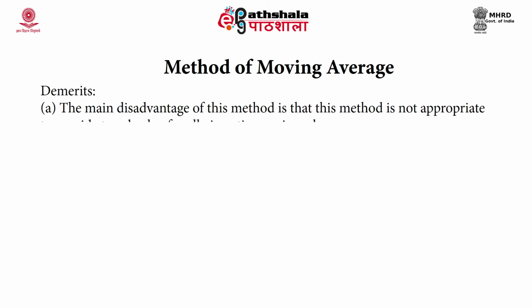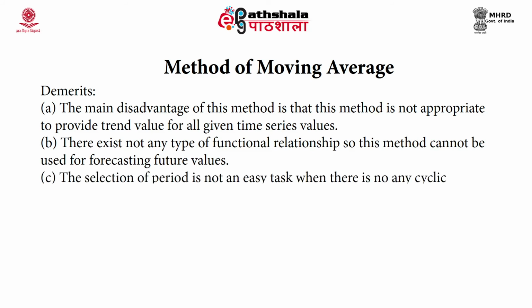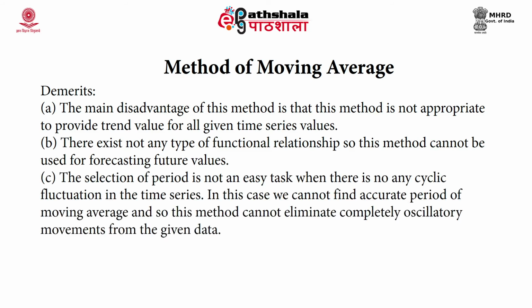What are the demerits? The main disadvantage of this method is that it is not appropriate for providing a trend value for all given time series values. There is no functional relationship, so this method cannot be used for forecasting future values. The selection of the period is not an easy task when there is no cyclic fluctuation in the time series. In this case, we cannot find the accurate period of the moving average, and so this method cannot completely eliminate oscillatory movements from the given data.